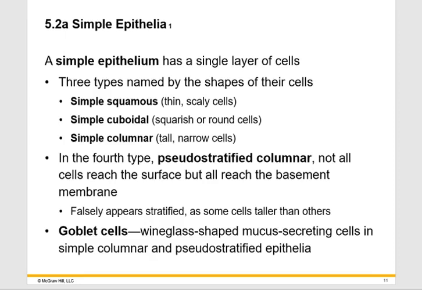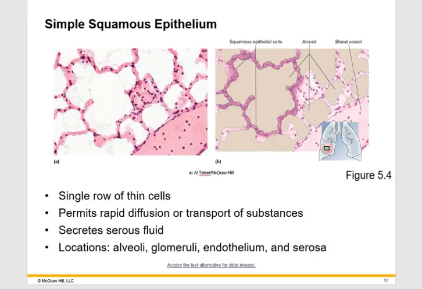So now we want to look at each type, starting with our simple epithelium. Simple squamous epithelium. It's a single row of thin, flat cells. Its function is to allow things to rapidly diffuse or move through. It should be logical to you that if we want a tissue to have the function of letting things move through, we need to pick the thinnest type of tissue to do that.